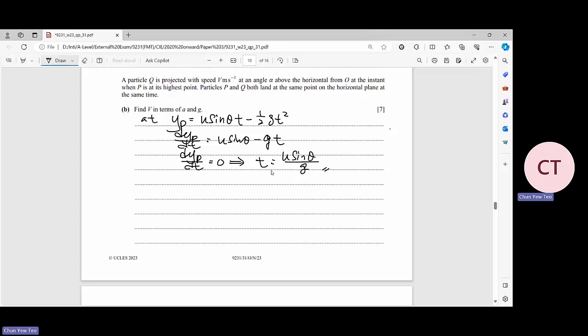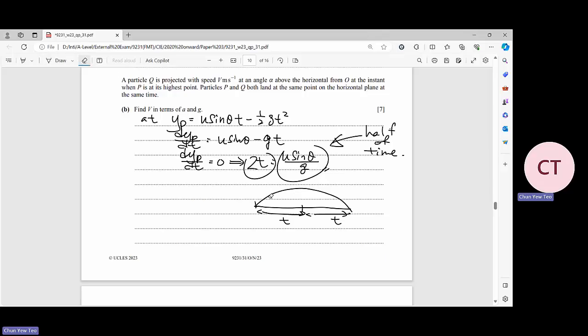This is actually half of the time. If it times 2, that will be the time for P moving from here to here. This is T, then from here to here, this is another T. So if it times 2, total time will be reaching the ground. Okay, but no need, just for your information only.